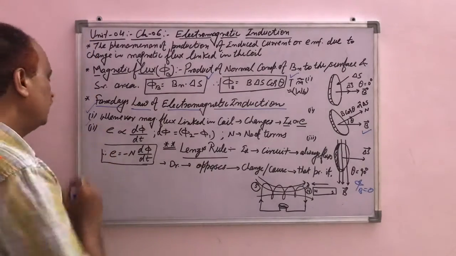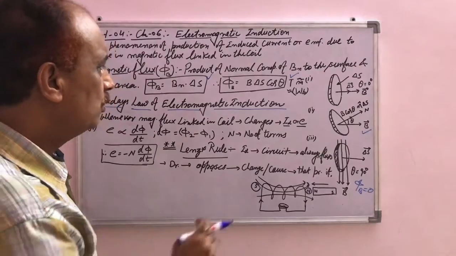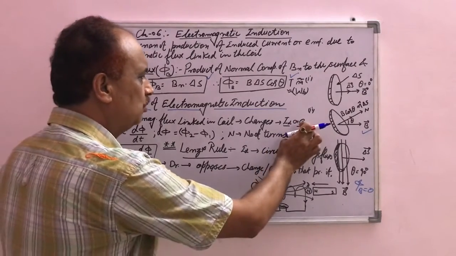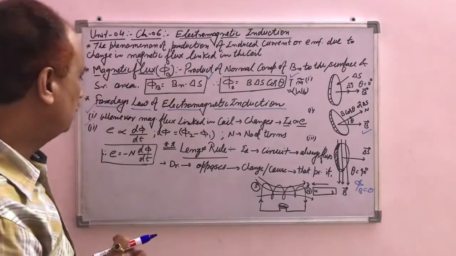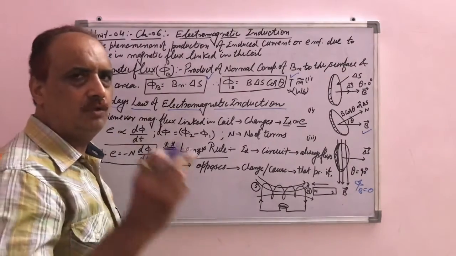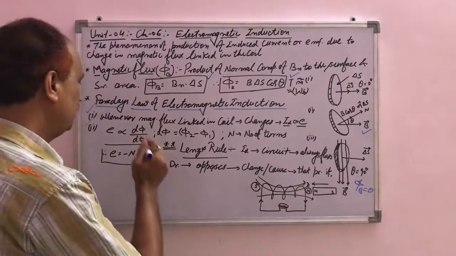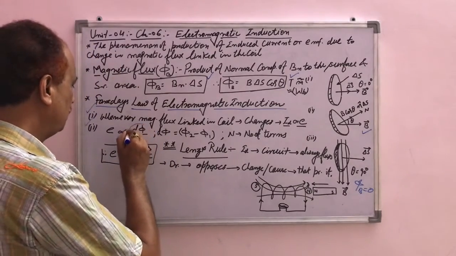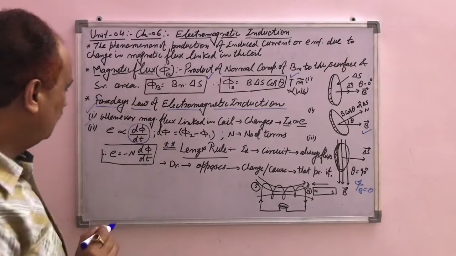And law number 2 says the magnitude of the induced EMF produced in the coil is always directly proportional to the rate of change of magnetic flux, that is here d phi by dt. This is the rate of change of magnetic flux.